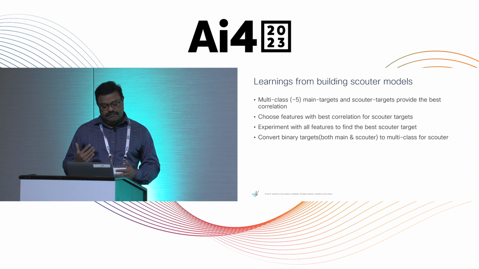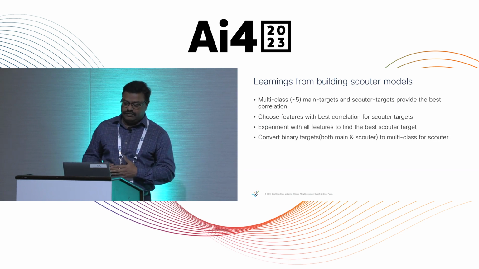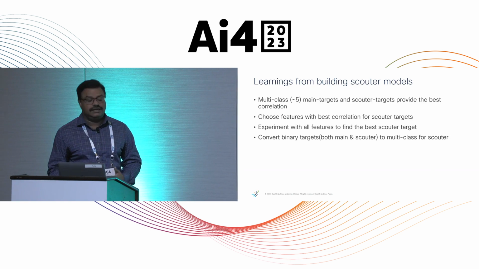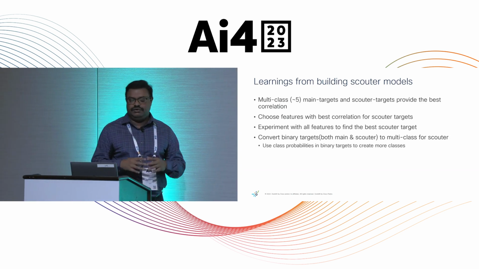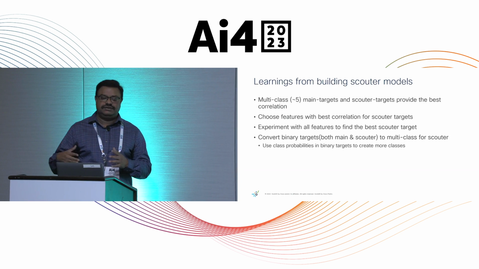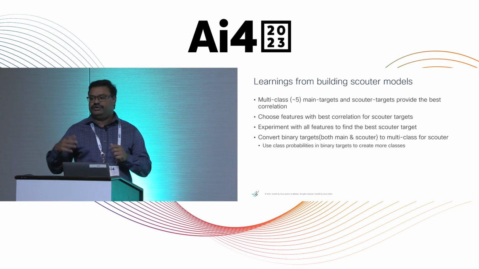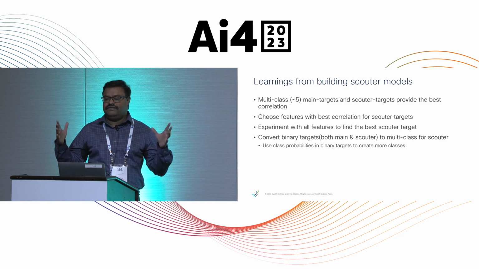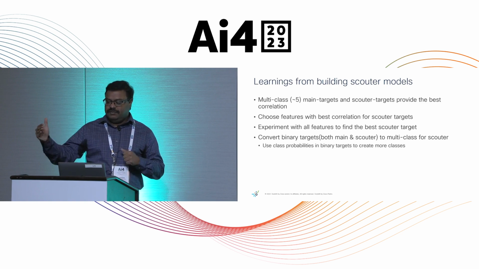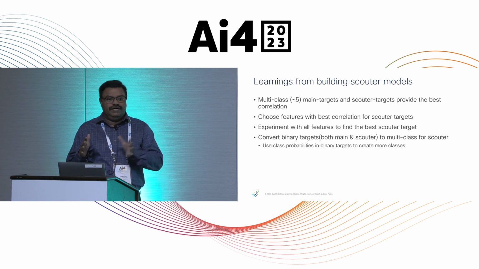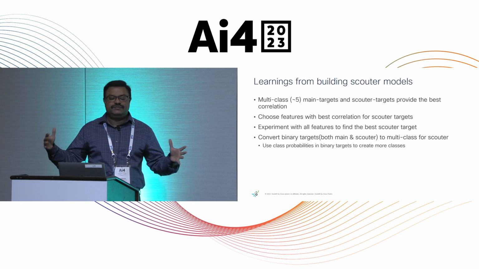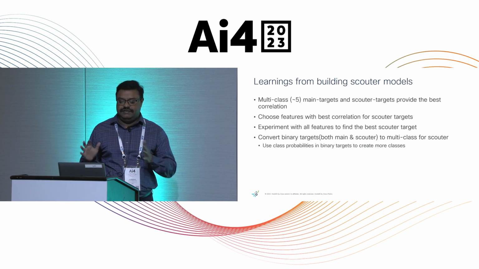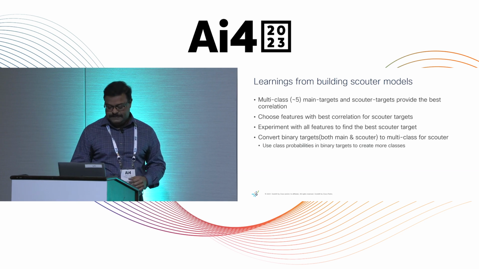When we have binary targets, what we saw was that you should try converting these binary targets to multi-class targets. How do we convert that? Usually when you see a model predicting yes or no, you go to something like naive Bayes, which usually gives you a probability. So you can use that to split it up into something like strong buy, weak buy, strong no buy, weak no buy, so you spread out the classes and then use them for the Scouter model. It seems to give us better results when we build these Scouter models.